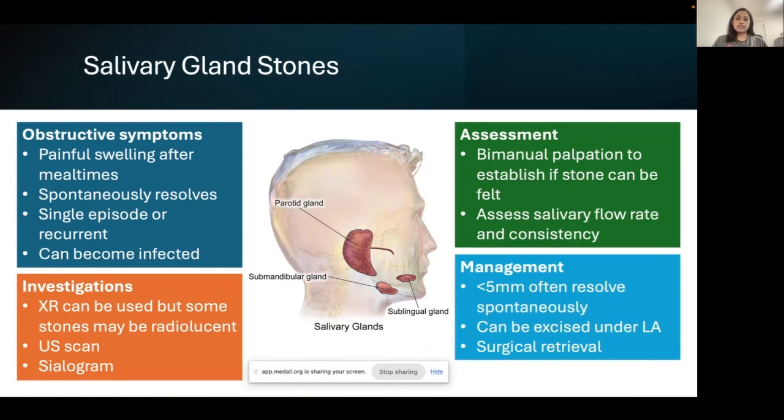In terms of management of these stones, often any stone under 5 millimeters resolves by itself, and we often don't do anything about them, and often people don't even notice that they're there.